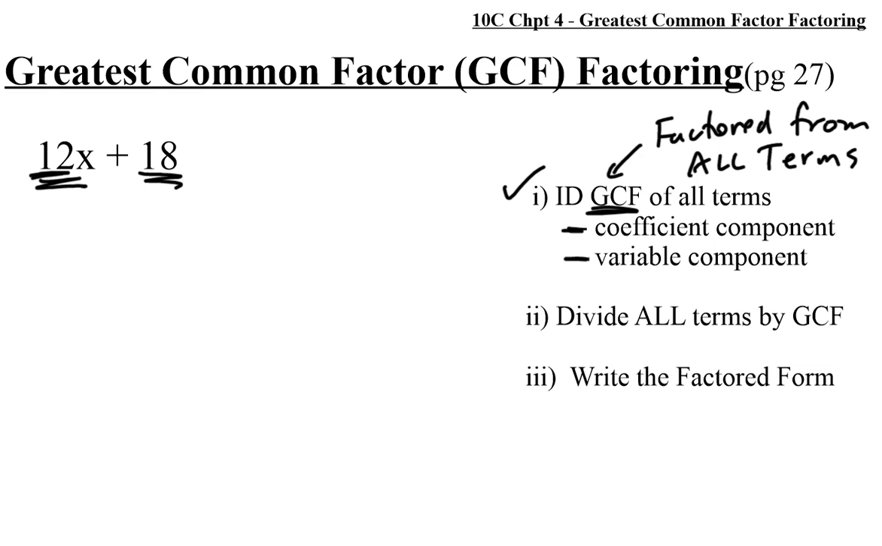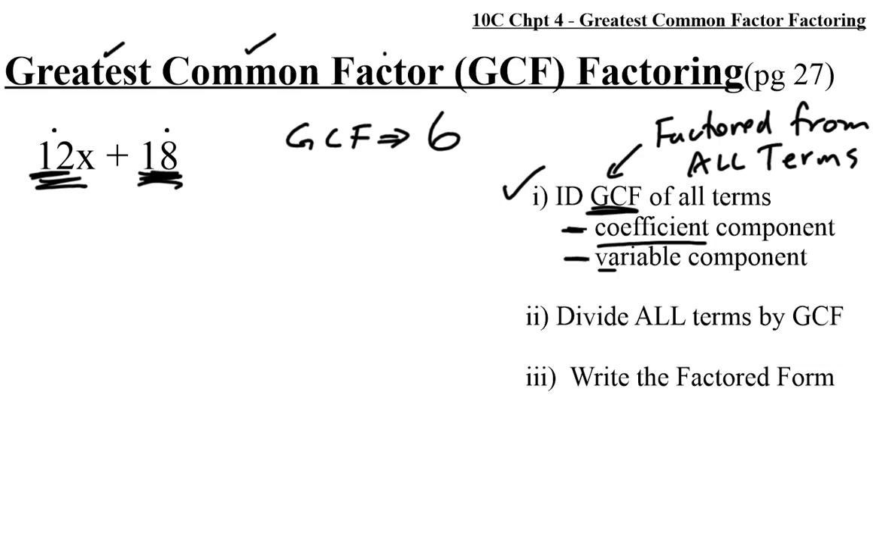So to start with, let's worry about the coefficients. 12 and 18 in this case. So we need to identify what's the biggest value that's common as a factor to both 12 and 18. Well, what'll divide into 12 and 18? What's the biggest number? Well, this is where basic facts is important. 6 is the biggest thing that'll divide into 12 and 18 evenly. So there's the coefficient component of our GCF.